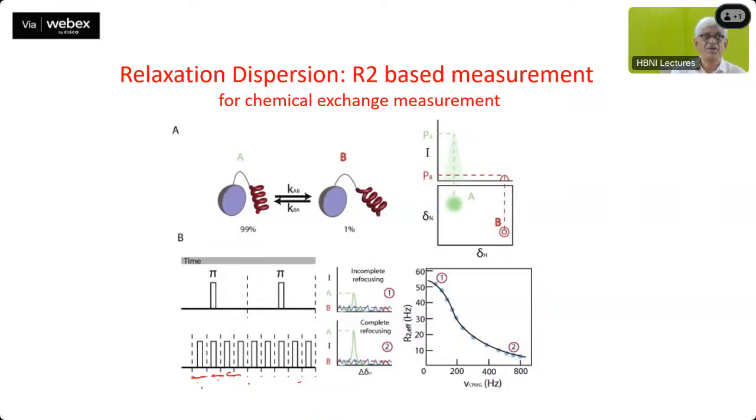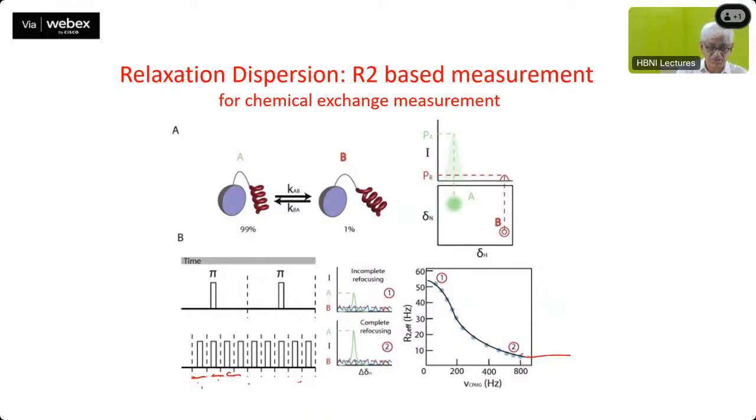That means after that, you don't need to increase the nu CPMG anymore. Once you reach this point, you have already taken care of the artifacts due to the diffusion or the chemical exchange. Then whatever value you measure at this point will be the true R2. This will indicate the contribution of chemical exchange to your R2 value. This is the intrinsic R2 that you have here, and if you have an R2 at this point, then this R2 minus this R2 gives you the chemical exchange contribution at every point.